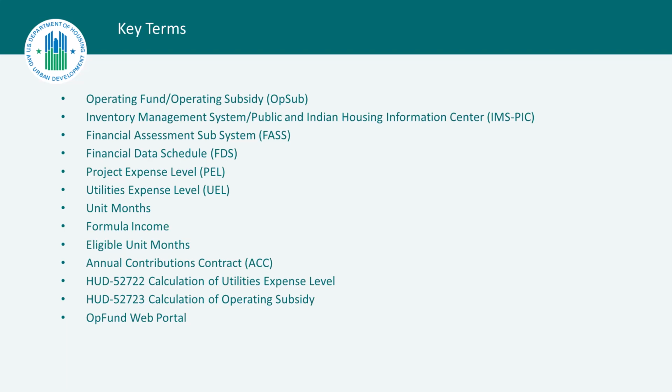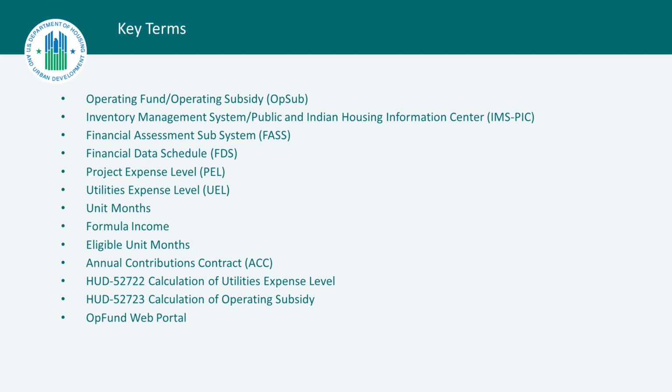PIC, also known as IMS PIC, is the Inventory Management System and Public and Indian Housing Information Center. IMS PIC is the database which houses building and unit information entered by PHAs, along with monthly information about their residents and unit status. Resident data in PIC is populated with the information collected and reported by the PHA on HUD Form 50058. The Financial Assessment Subsystem, or FAS, is another database where PHAs enter financial data known as the Financial Data Schedule, or FDS.